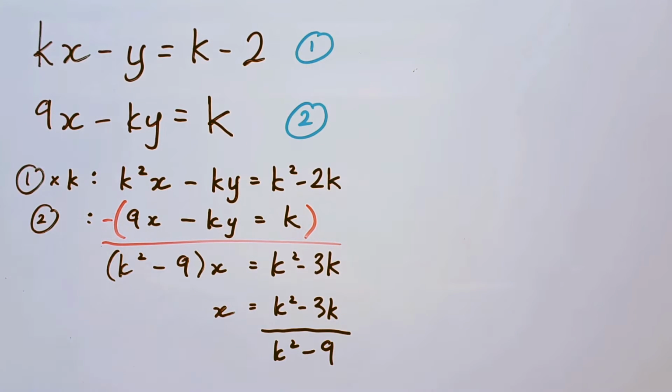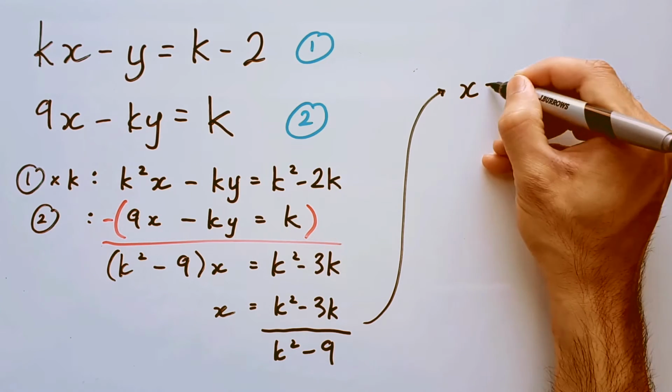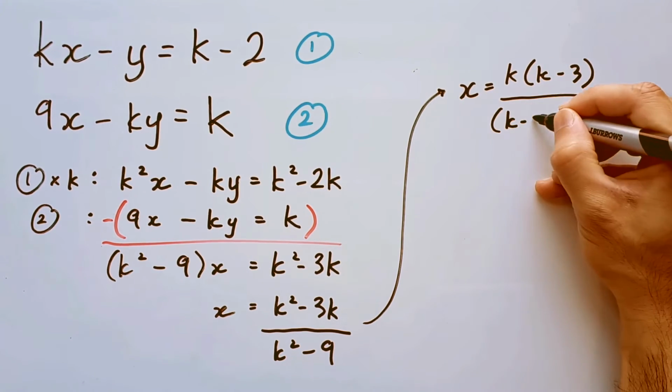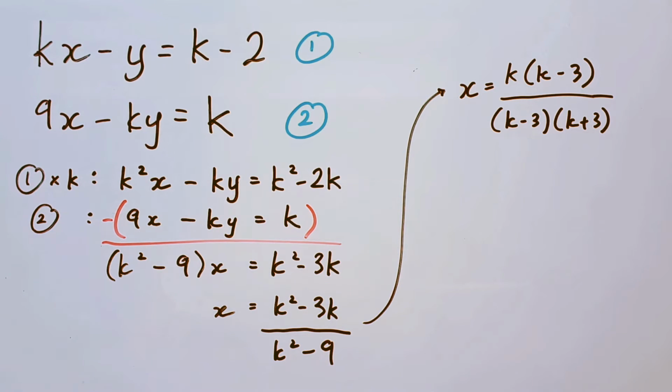So here we have written x in terms of k as k squared minus 3k over k squared minus 9. If you guys are familiar with factoring, you will realize that this can be factorized. So x will equal k times (k minus 3) divided by (k minus 3) times (k plus 3). And we can stop right here to determine the k value, which is going to give you a certain number of solutions. We don't even need to go and find the y value.